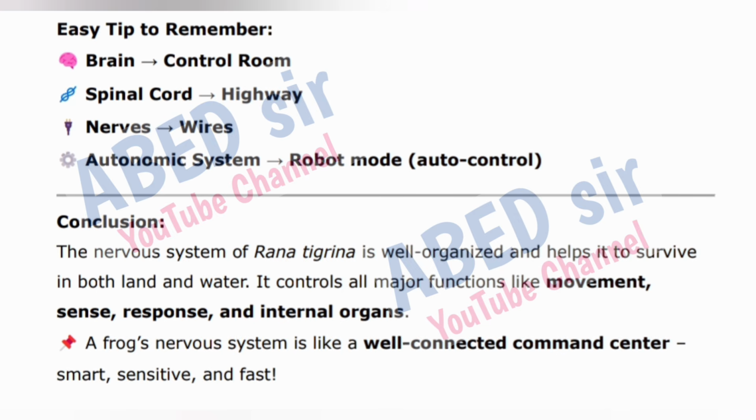Conclusion. The nervous system of Rana tigrina is well organized and helps it to survive in both land and water. It controls all major functions like movement, sense, response, and internal organs. A frog's nervous system is like a well-connected command center, smart, sensitive, and fast.